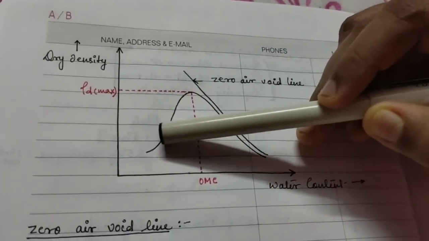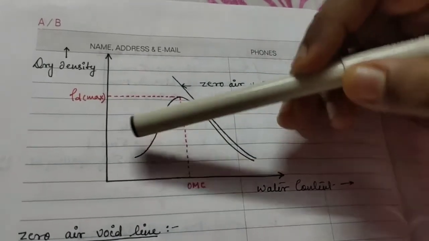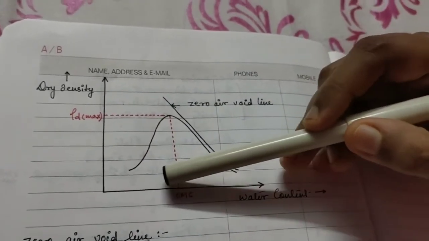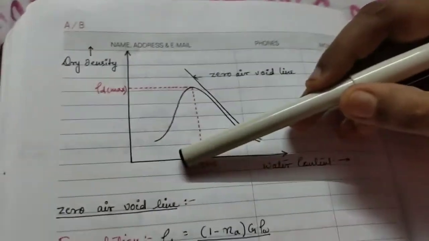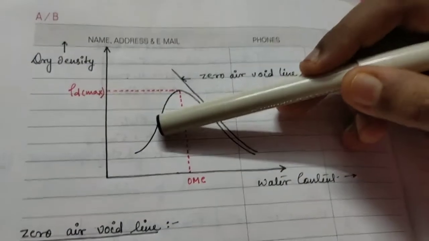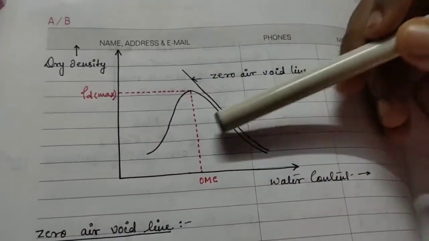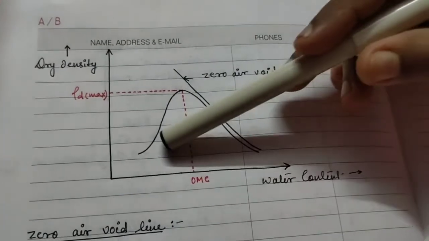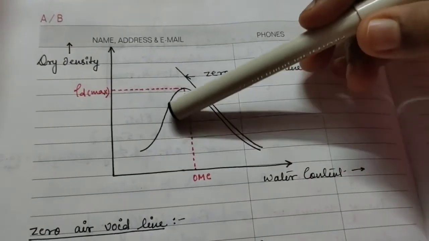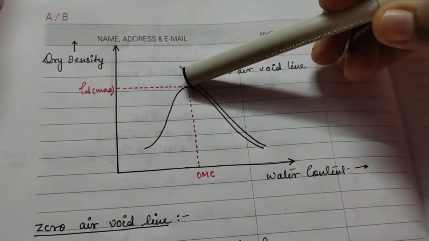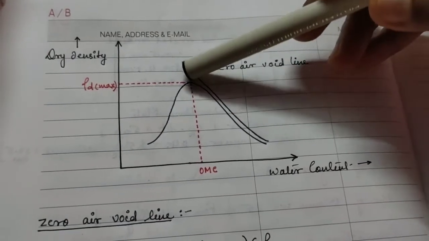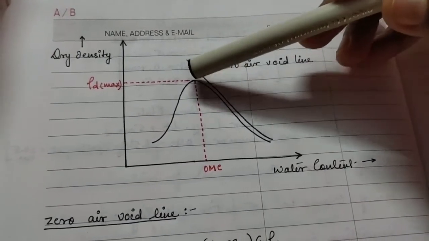So, suppose we get a point over here. Then again we take another water content and we get the corresponding dry density over here. So after getting those points, we join them to get the curve. As we can see in the curve, the dry density goes on increasing as the water content increases, till a maximum point is reached.